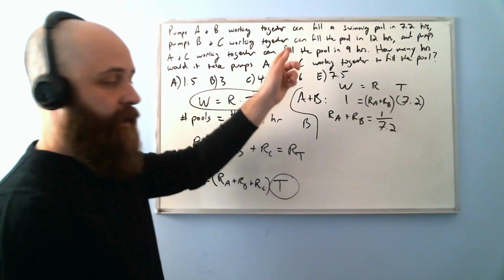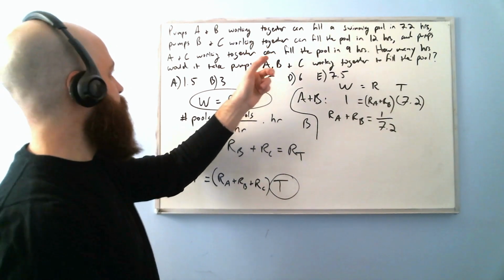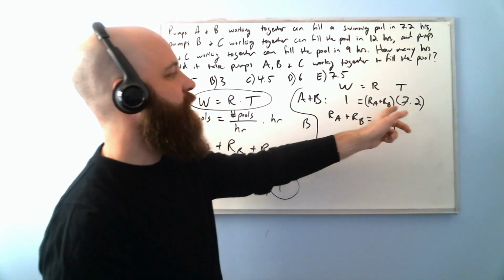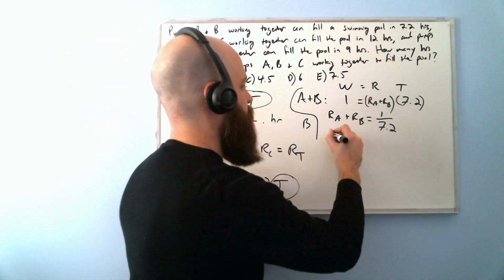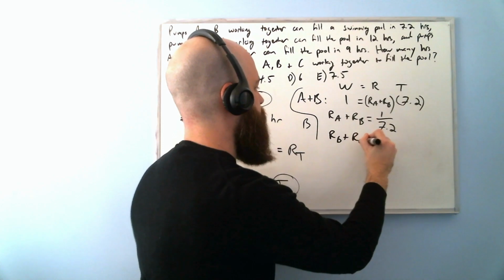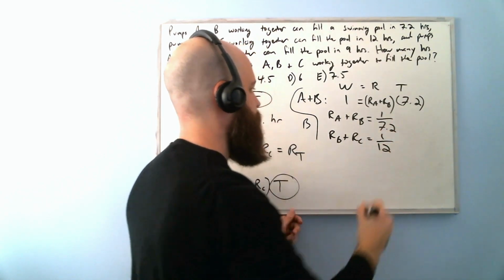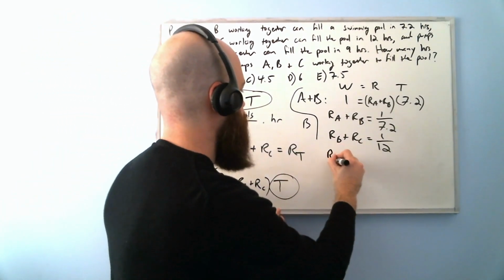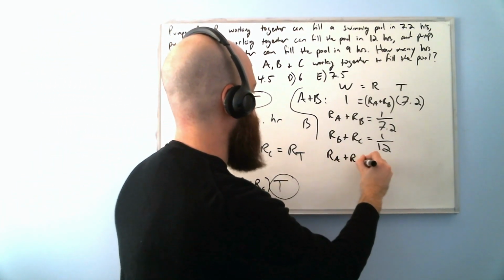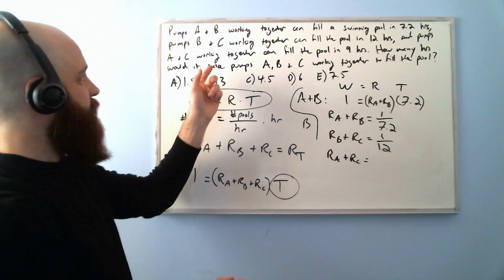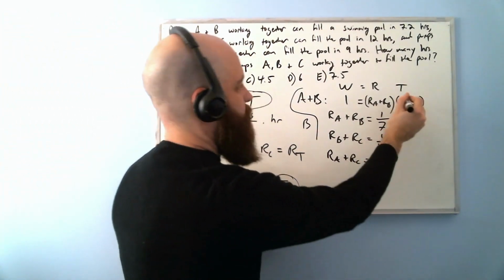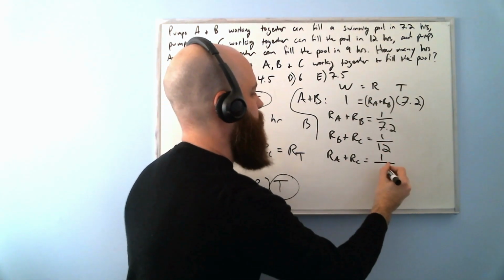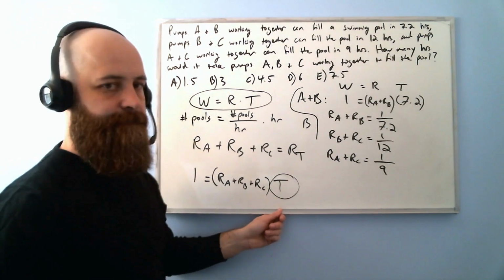Okay, so I could go through the exact same process for the remaining information. Pumps B and C working together can fill the pool in 12 hours. So this would be 12, it would be B and C. So the rate of B plus the rate of C would be 1 over 12 by following that exact same process. And let's do that for A and C working together. So for the rate of A plus the rate of C, they tell me that's 9 hours. So I would plug in 9 over here. This would be rate of A plus rate of C. I could solve for rate of A plus rate of C and get 1 over 9.